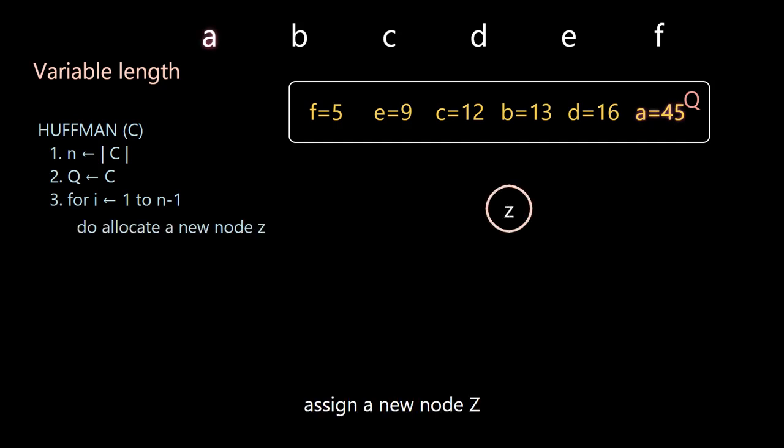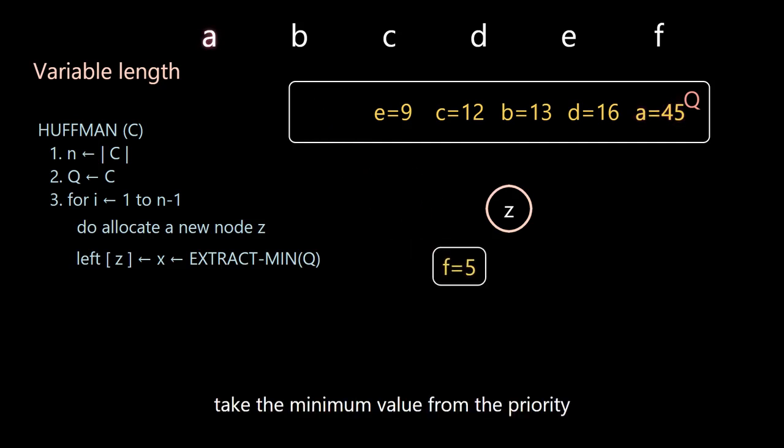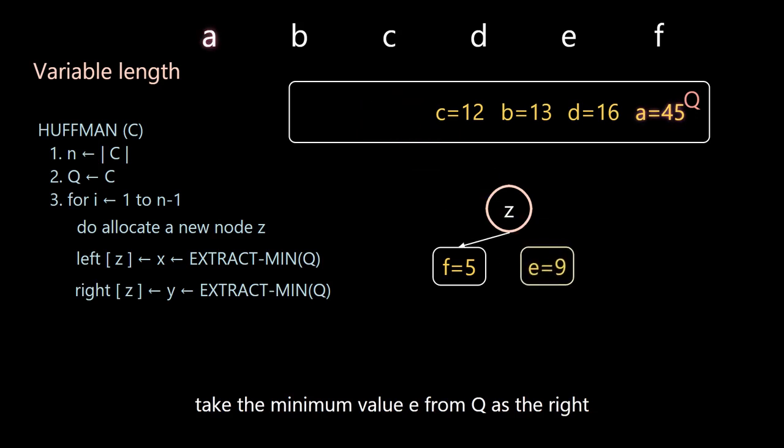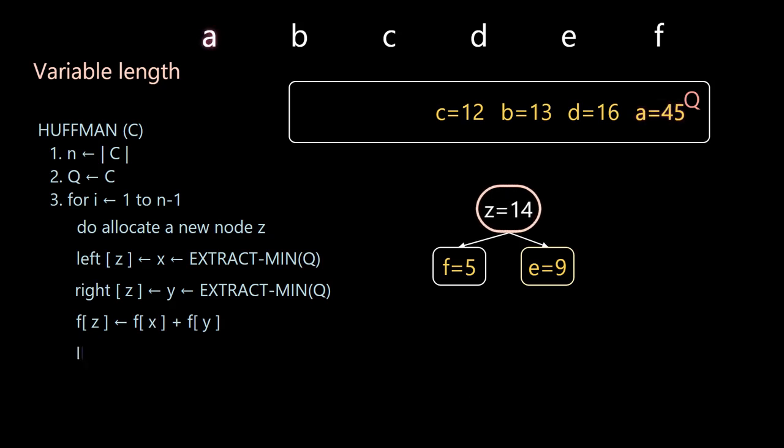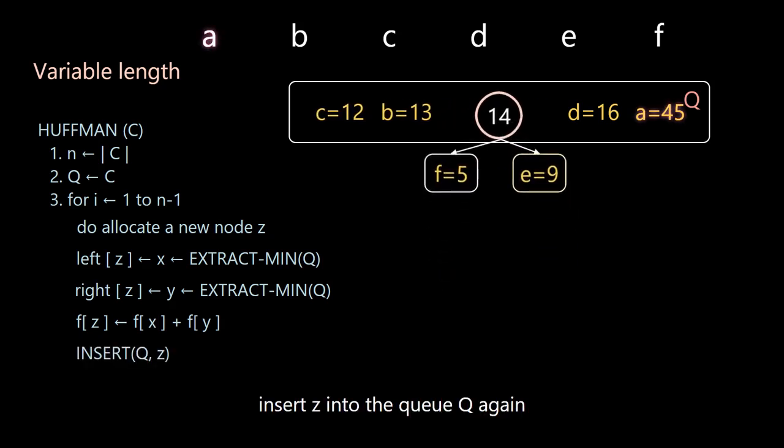First, allocate a new node Z. Then, in the next statement, take the minimum value from the priority queue Q, that is F, as the left child node of Z. And in the next statement, take the minimum value E from Q as the right child node of Z. Next, add the frequencies of the left and right child nodes, and the frequency of the root node is 14. Finally, insert Z into Q again, still maintaining the order from small to large.